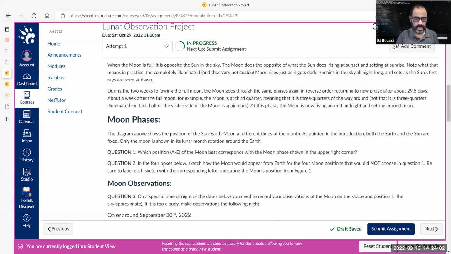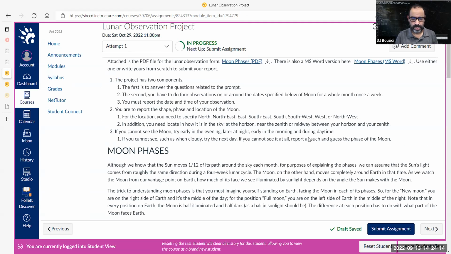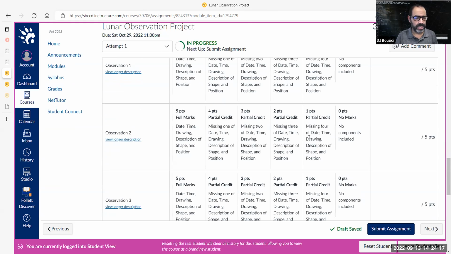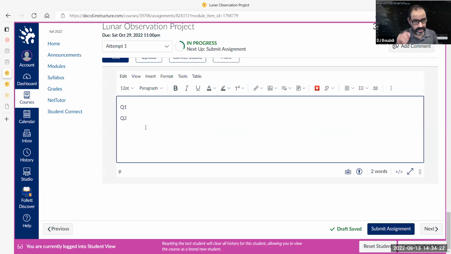Question 2, in the 4 boxes below. Again, it's showing you boxes, but it's not showing them in here because it's relying on this PDF file or this Word file. I'm going to show you how these files look also. The point is that you're supposed to draw the shape of the moon on those, so you're supposed to include pictures. That's what I'm trying to say. So you insert pictures in here. Let me first of all see if I can find pictures on my computer. Let me find something to upload. Okay, where is my astronomy class in here?